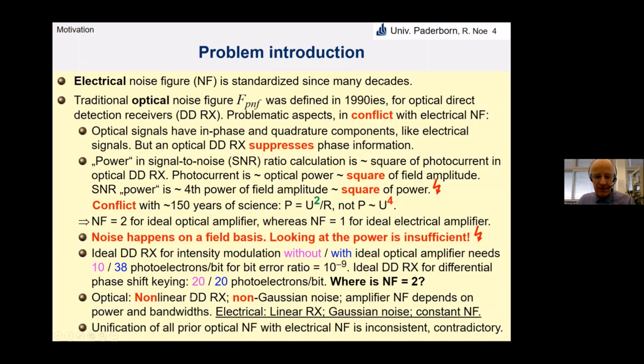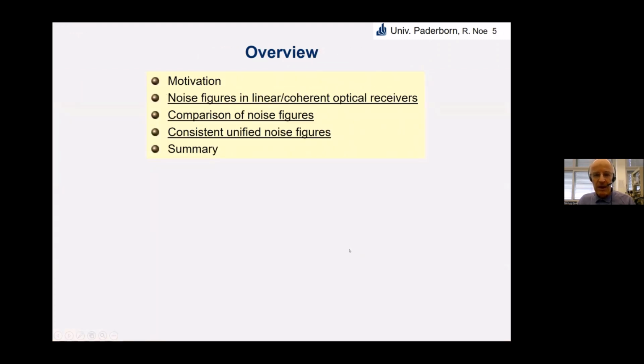The direct detection receiver is nonlinear in the sense that the photocurrent is proportional to the square of the optical field. Therefore, we get non-Gaussian noise. The amplifier noise figure depends on power and bandwidth. But in the electrical domain, we have a linear receiver, Gaussian noise, and constant noise figure. Unification of all prior optical noise figures with the electrical noise figure is inconsistent. What can we do? Well, we need a linear optical receiver, and that is a coherent receiver.